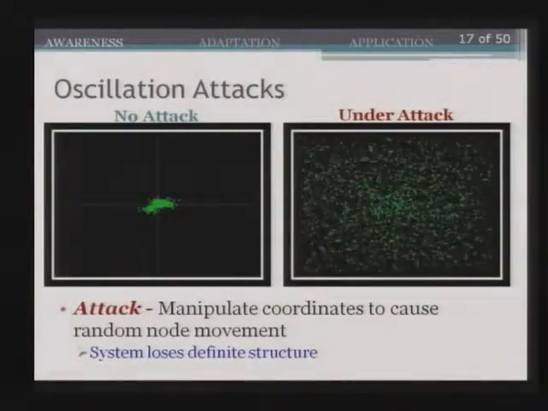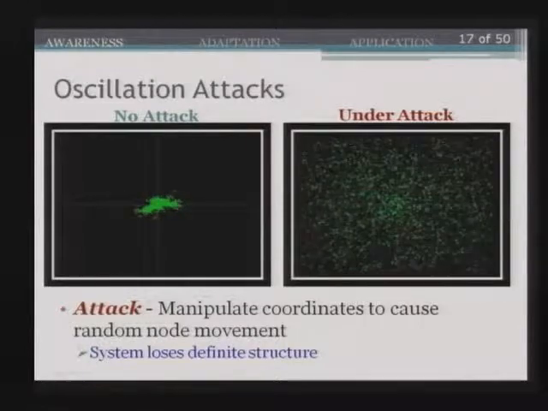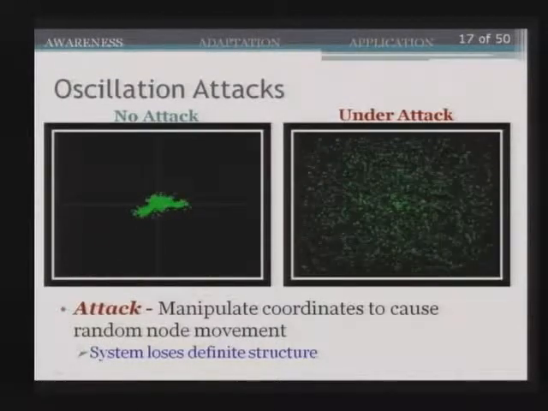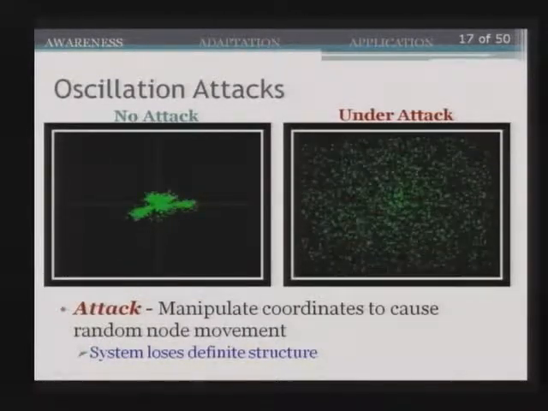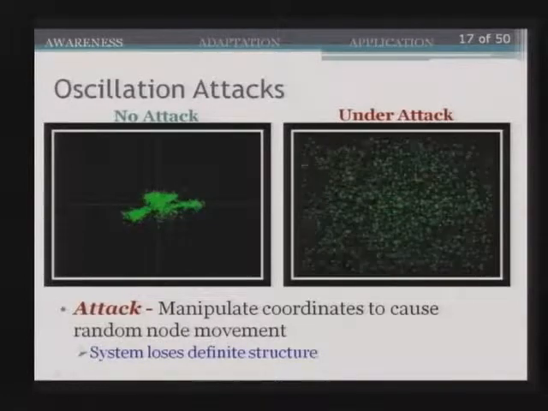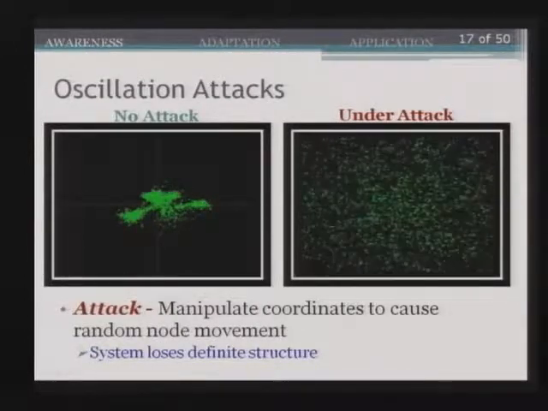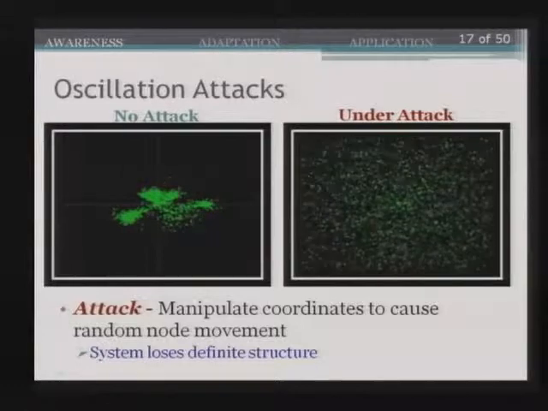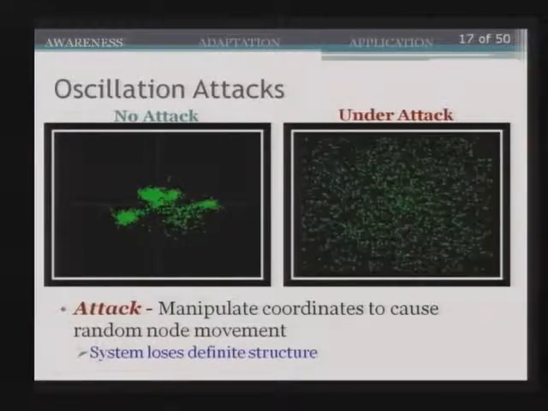The last type of attack we look at is the oscillation attack. So here are actually two movies, if they play here in a second. Okay, they're actually playing on the screen. And you can see that under the no attack scenario, the system is actually able to form a definite structure.